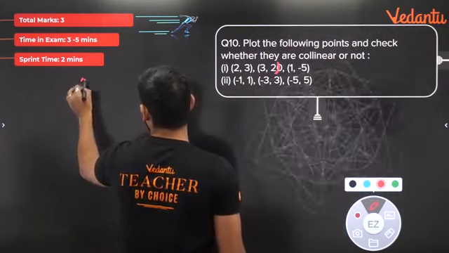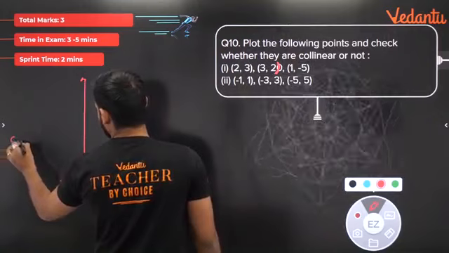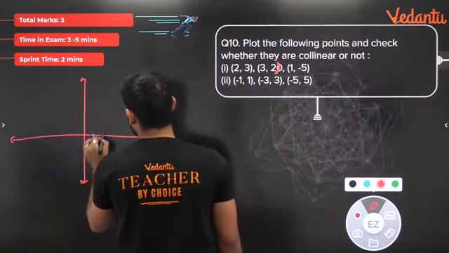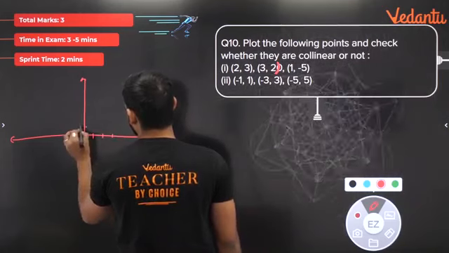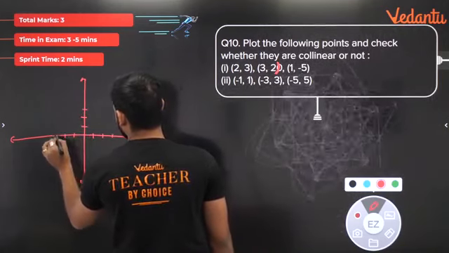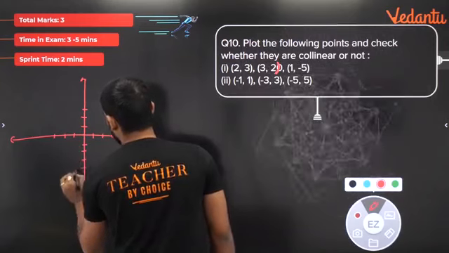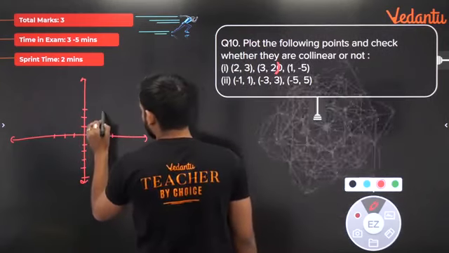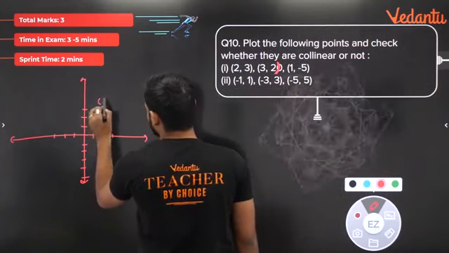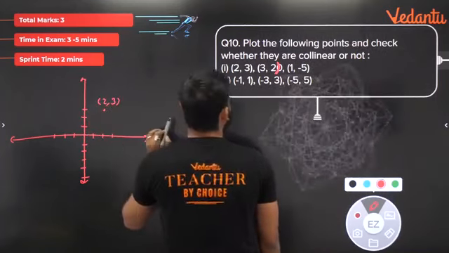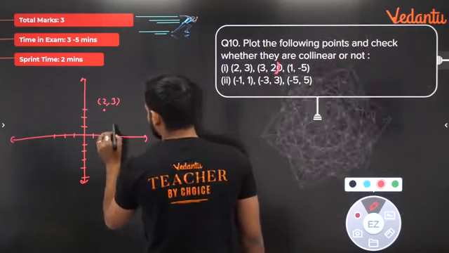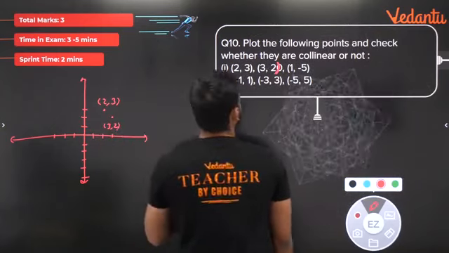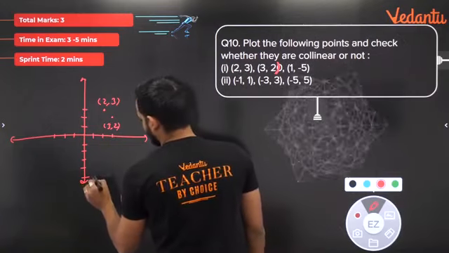So now, bachon, let's draw the first one. 2, 3, 3, 2, 1, -5. Okay, 1, 2, 3, 1, 2, 3, 4, 5. So 2, 3 will be where, bachon? 2, 3 will be here. This is your 2, 3. Then 3, 2. So 3, 2 will be here. And 1, -5. So 1, -5 is here.